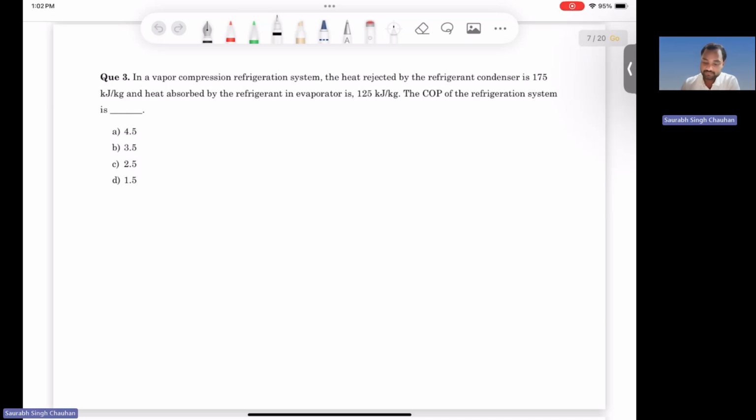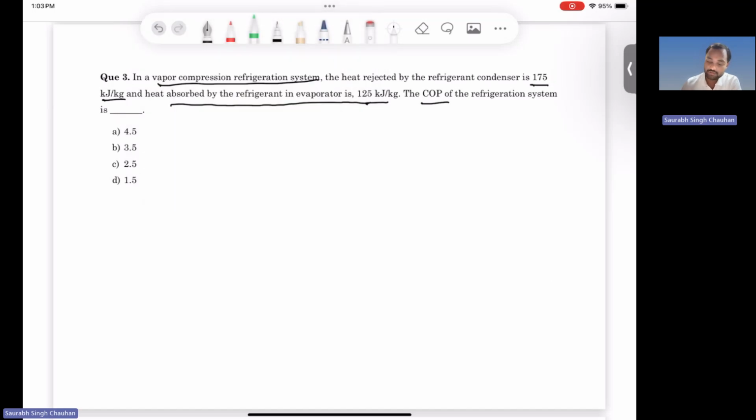Question number 3. It says, in a vapor compression refrigeration system, the heat rejected by the refrigerant in the condenser is 175 kilojoule per kg. Okay. And the heat absorbed by the refrigerant in the evaporator is 125 kilojoule per kg. The COP, the coefficient of performance of the refrigeration system, is. Okay. So we have to find the COP.